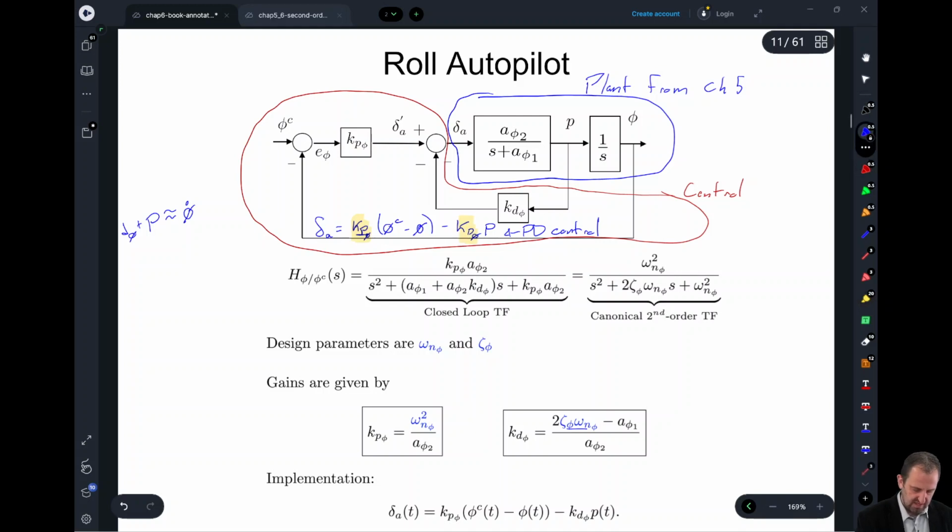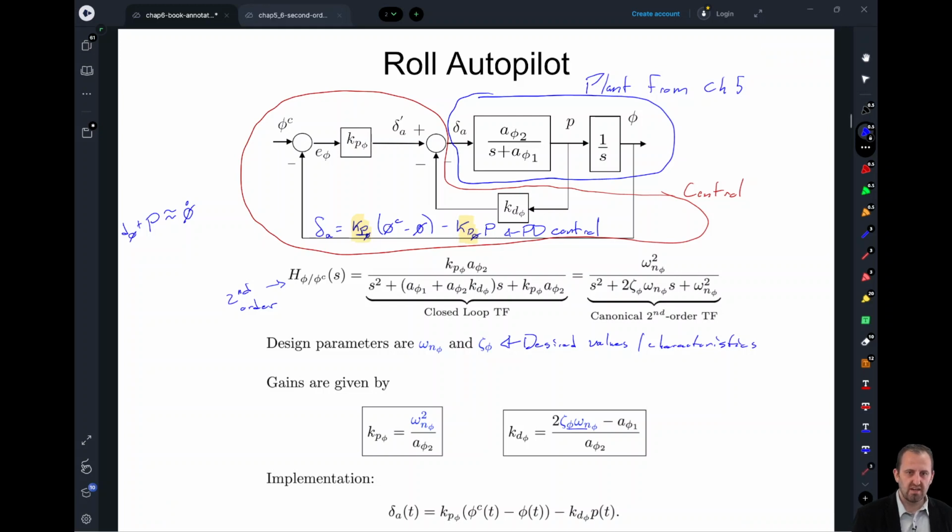But if we notice that the resulting transfer function is a second order transfer function, the book goes through a process of designing these control laws in terms of the desired natural frequency and dampening ratio of our transfer function. So these are desired values, or maybe we could write it as characteristics. So we have a desired natural frequency and a desired dampening ratio. And from these desired values, we can then directly calculate what our gains are going to be. So if we choose our gains as given, then we'll nominally get the natural frequency and dampening ratio that we want.